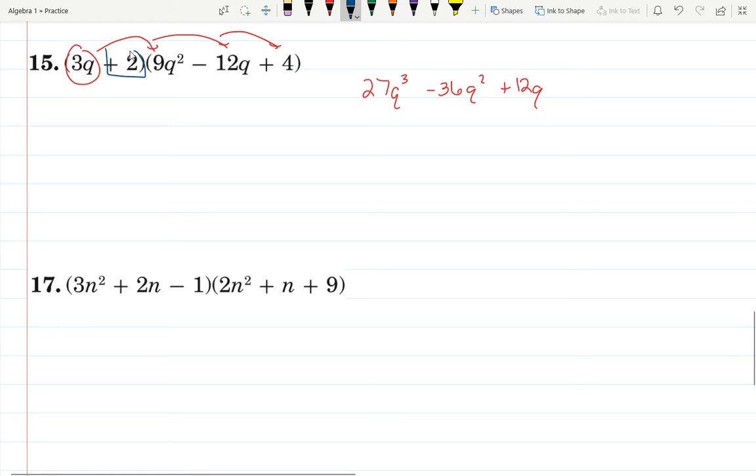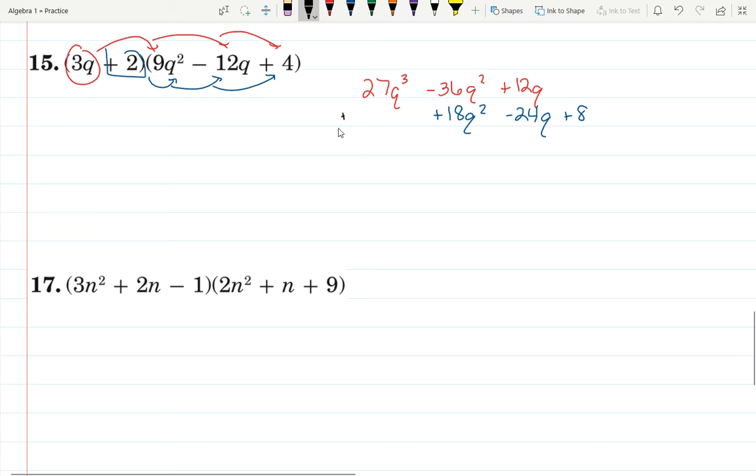Then our positive 2 is being multiplied, distributed amongst these. This is 2 times 9 is 18, then q squared, so a positive 18q squared. 2 times a negative 12 is a negative 24q, and then 2 times a positive 4 is just 8.